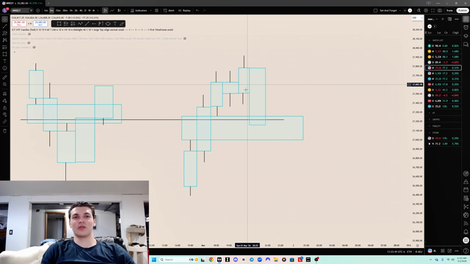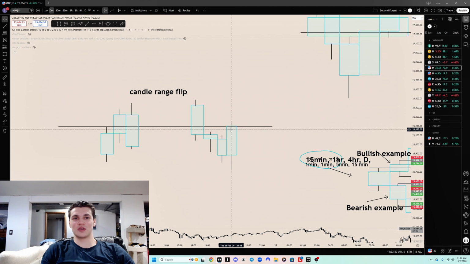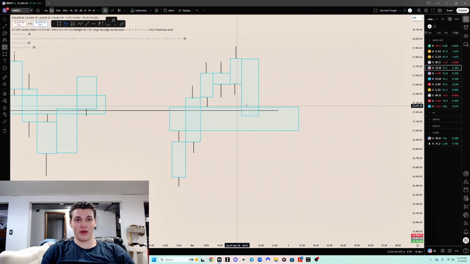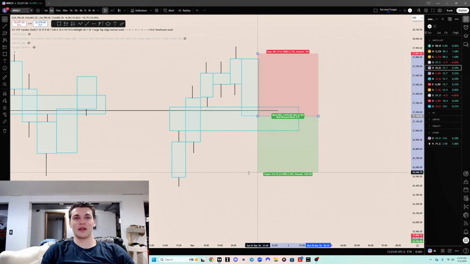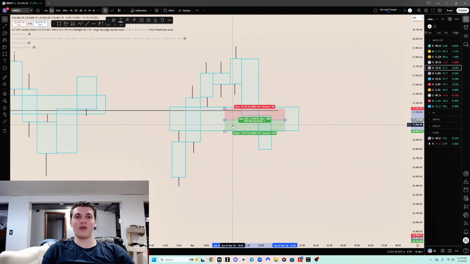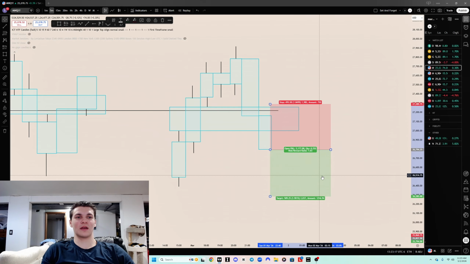Obviously, this is a candle range flip, just like how I showed in this example. Candle range flip back above the POI. So you could take a risky trade and just take a sell right here and catch a 1-to-1. Or you can be a little bit more extra safe, wait for that gap to get inversed, and then you can go for your sell. And then just have the stop above wherever you want it.